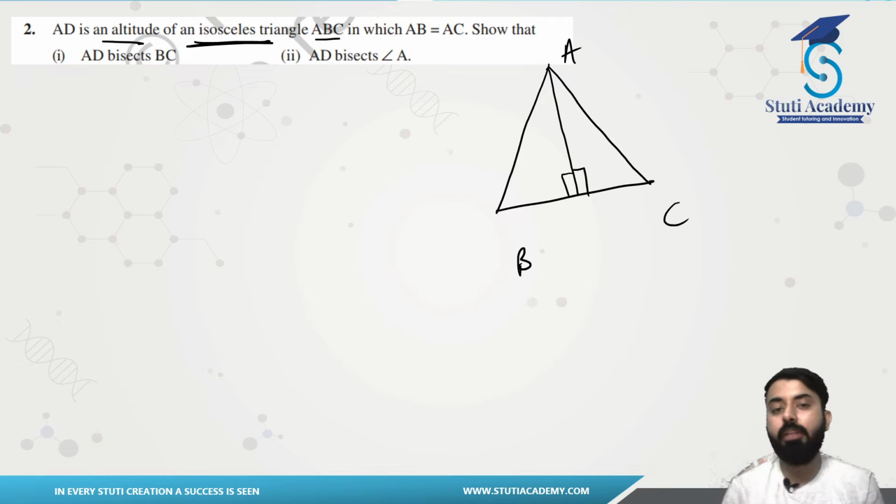So we have two right angle triangles. Let's say this is point D. So ADB is a right angle triangle and ADC is a right angle triangle. And you have been given that AB is equal to AC.